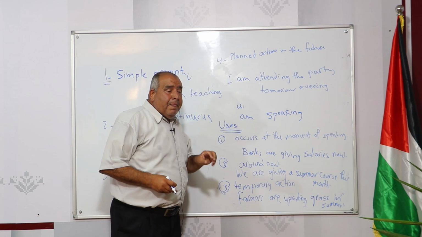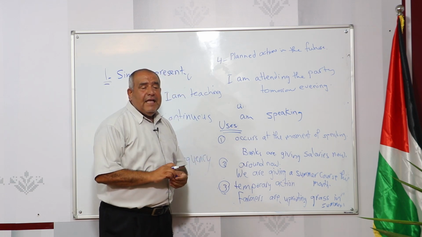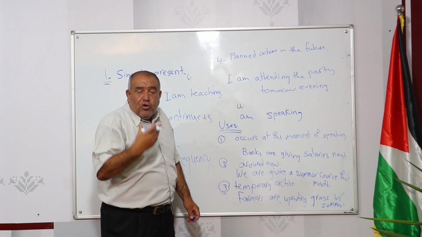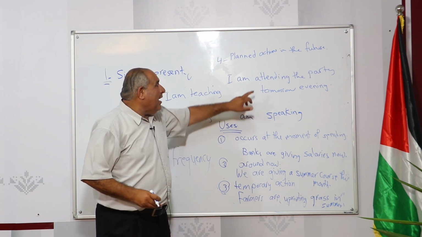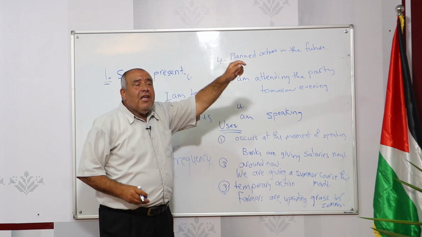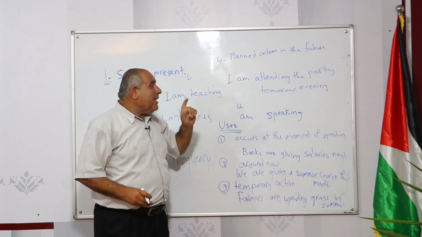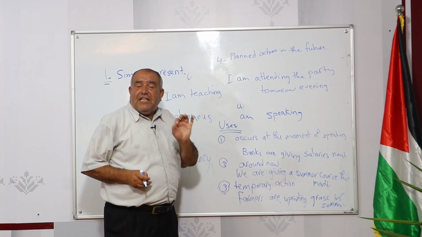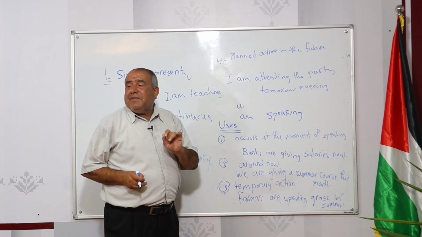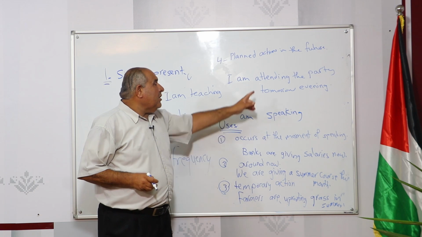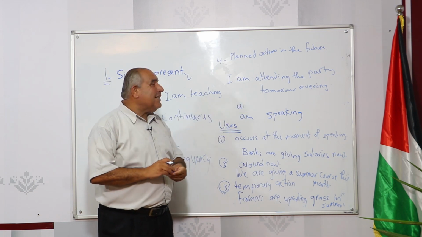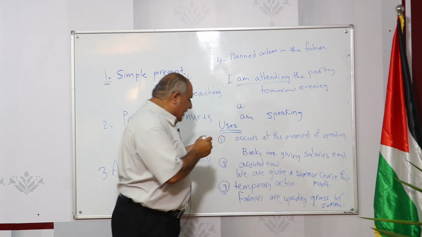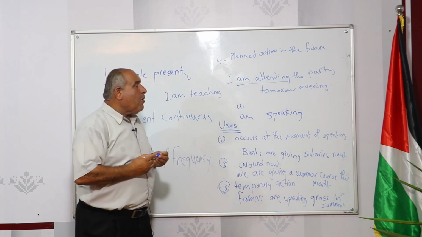Well, at the same time, there is a planning for this. There is scheduling for this. I am scheduling my time to attend the party tomorrow in the evening. Therefore now, if the action is planned for, or scheduled, or timetabled in the future, you can use the present continuous or the present progressive. We say, I am attending the party tomorrow evening.